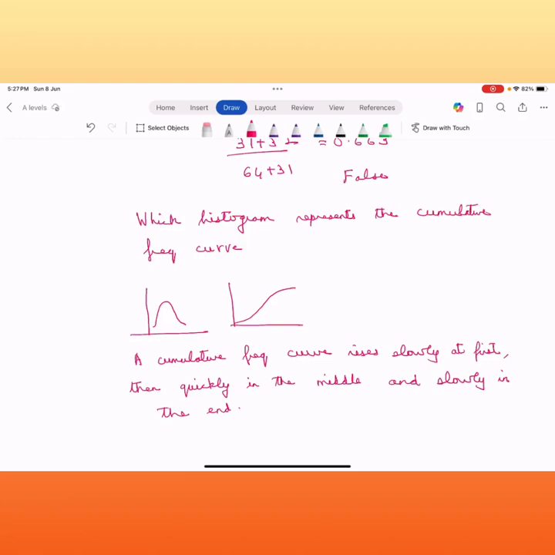So that brings us to the end of today's class. We have learned a basic problem in AP statistics, how to calculate the relative frequencies and how to attach the histogram to the cumulative frequency curve.